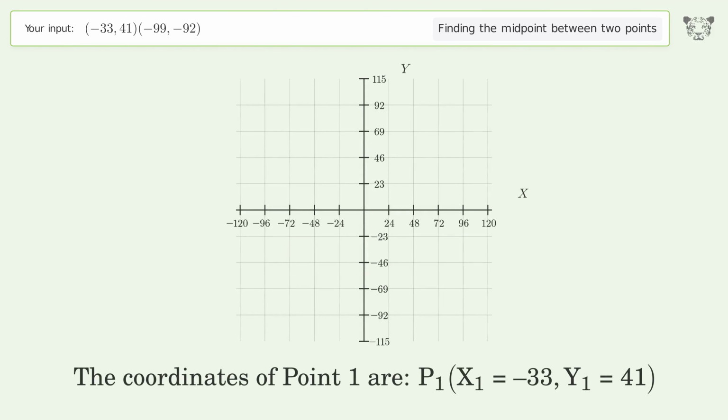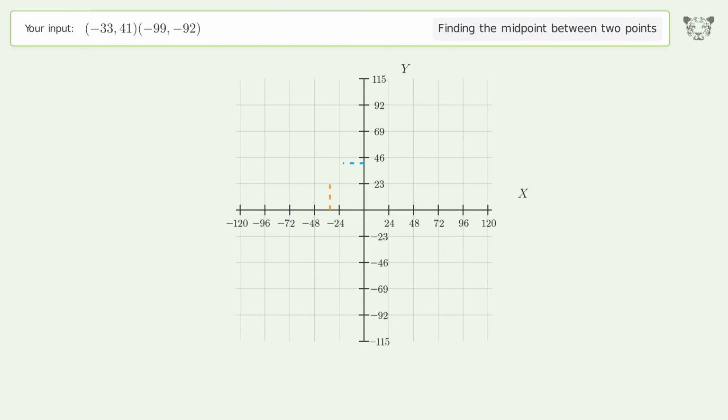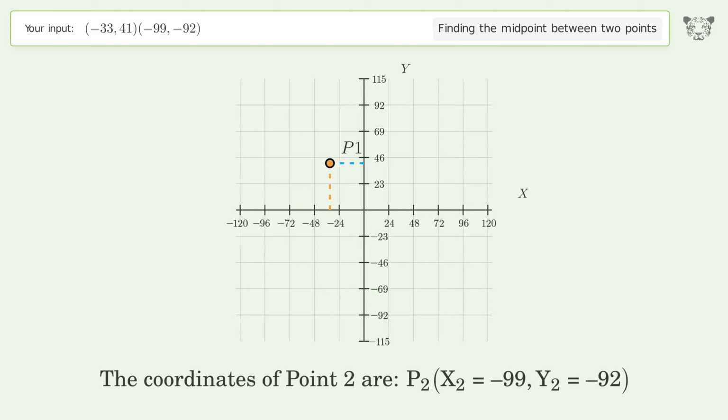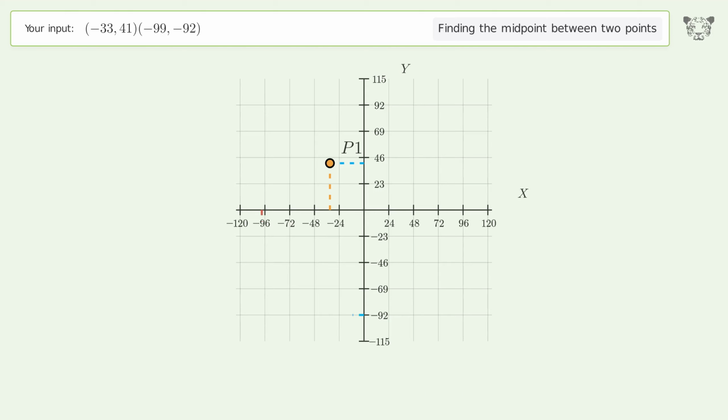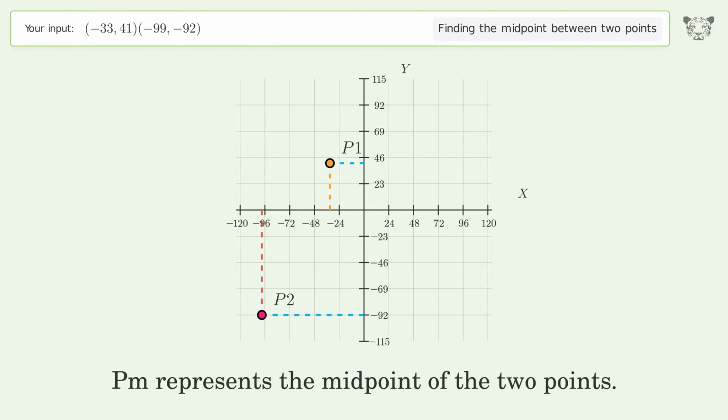The coordinates of point 1 are, x1 equals -33, y1 equals 41. The coordinates of point 2 are, x2 equals -99, y2 equals -92. PM represents the midpoint of the 2 points.